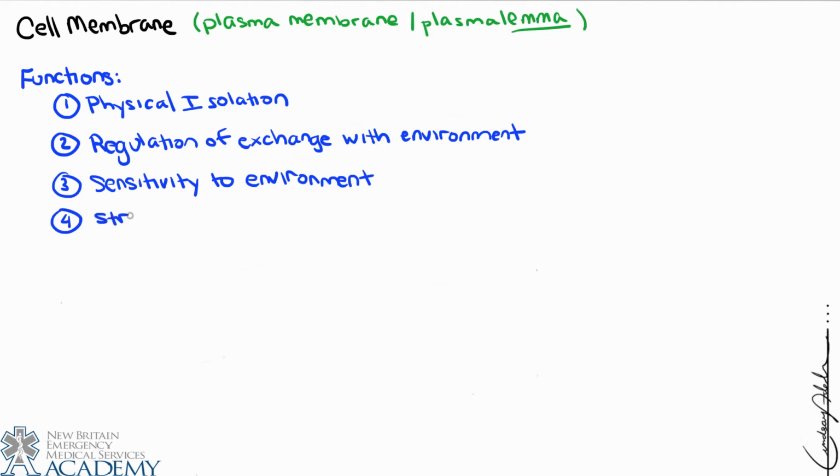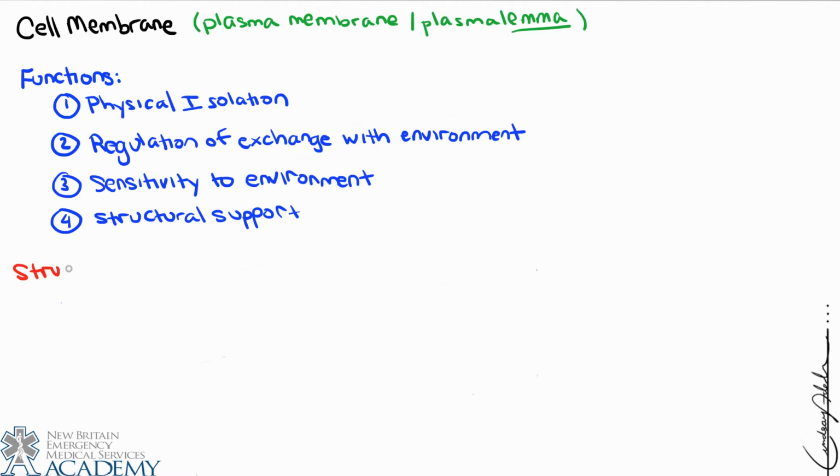Finally, the cell membrane is responsible for structural support. Cells make special connections with each other. We won't cover this specifically until we start talking about tissues, but these connections allow for stability, allow cells to remain in close contact, and allow cells to communicate with each other. So this one we'll put on hold, but it's no less important than the other functions.